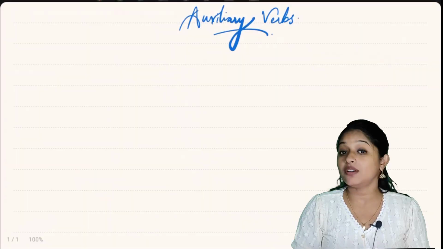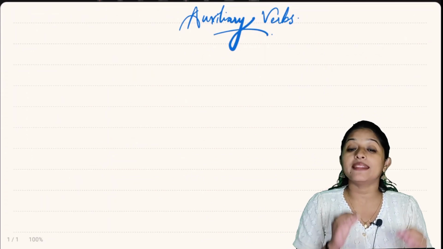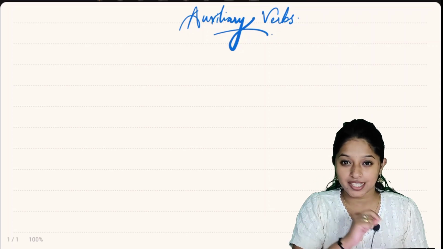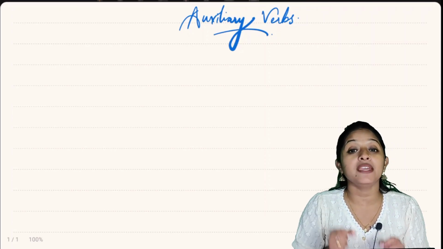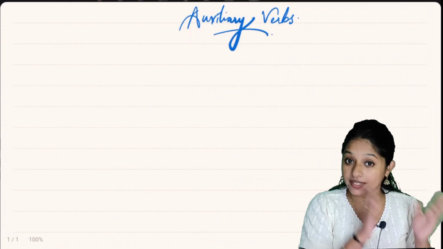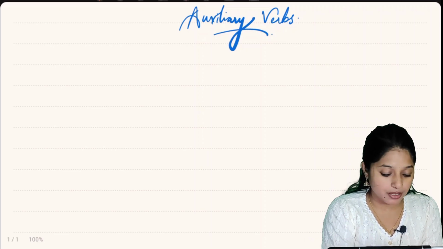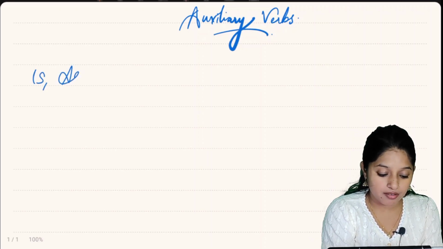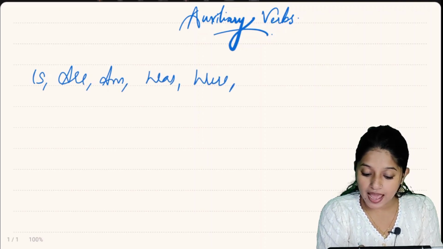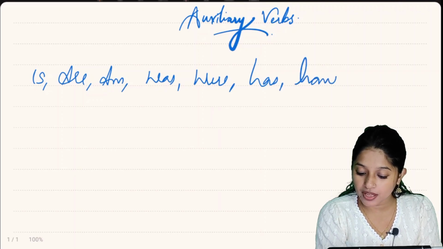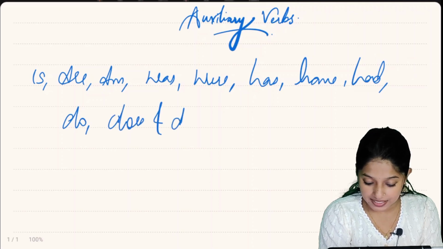So let's start by explaining what are auxiliary verbs or helping verbs. By the word helping verbs, you are directly getting the hint that it is helping something. What is it helping? It is helping the main verb of the sentence. They can show time, make questions, or even form negatives. So here are the common auxiliary verbs: is, are, am, was, were, has, have, had, do, does, and did.